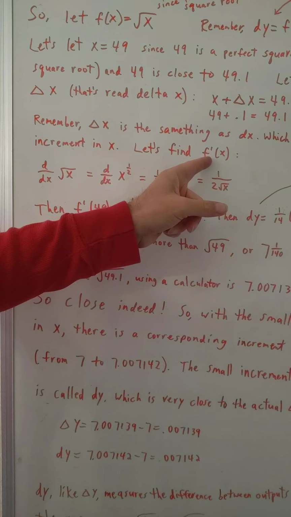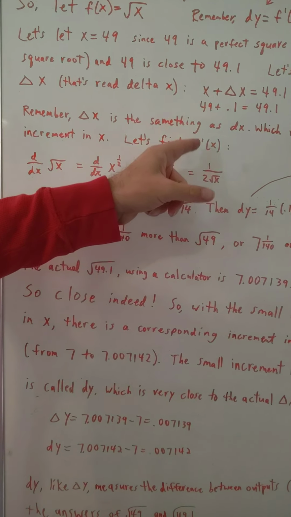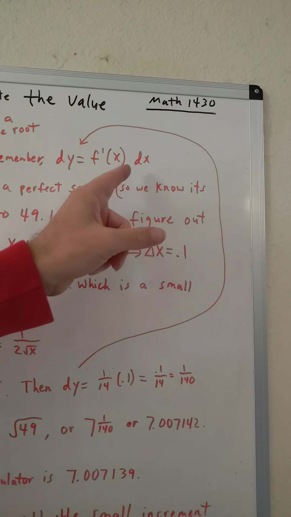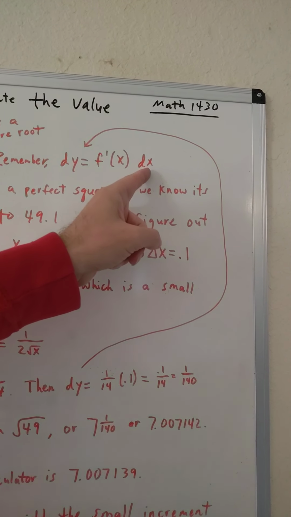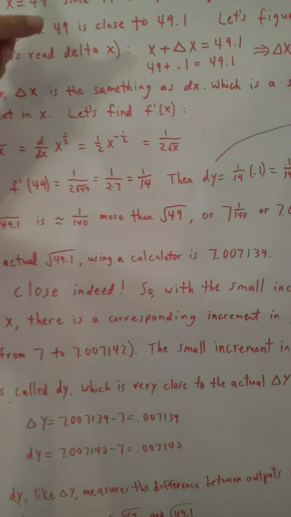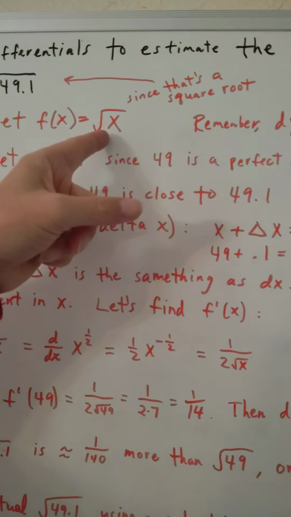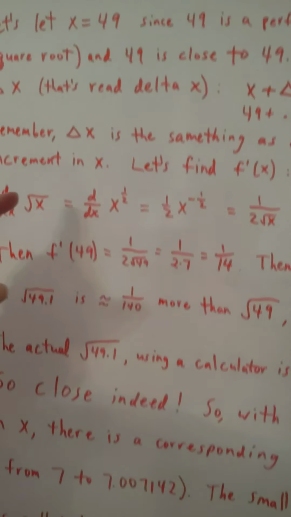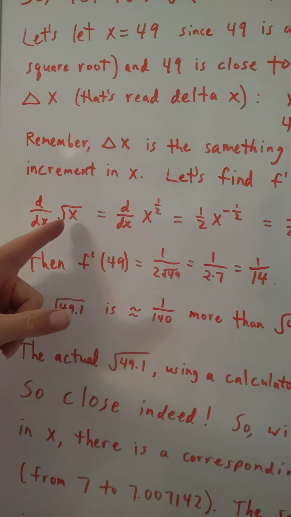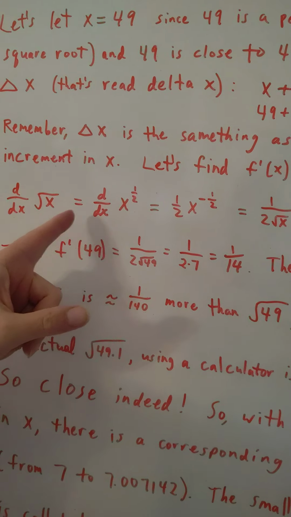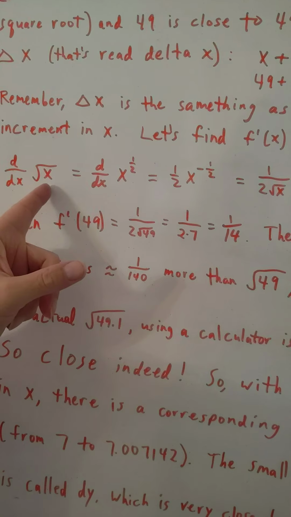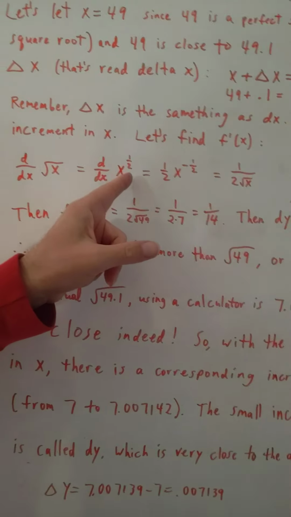Let's find f prime of x now, because dy means the differential. The formula is dy equals f prime of x dx. We already found dx, which is the same thing as delta x. So remember, f of x equals the square root of x. What is f prime of x going to be? Take the derivative of the square root of x, and let's rewrite the radical in exponential form, which is easier to deal with.